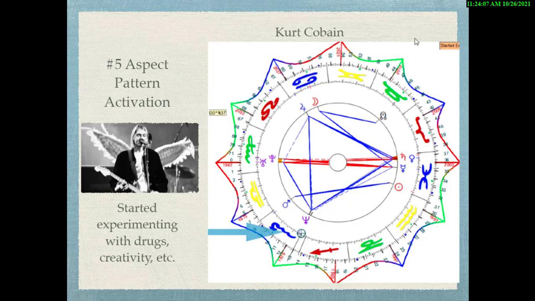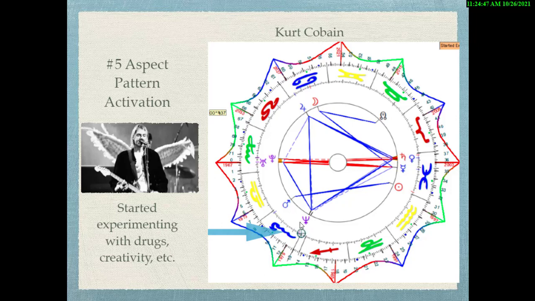Number 5 relates to aspect pattern motivate activations. This is not a detailed analysis of Kurt Cobain, but what we can see here is that at this point, yes, he started experimenting with drugs right over top of Neptune. But more importantly, right around these periods is when Nirvana literally got kicked into high gear. And you can see this kite formation of Cobain getting activated and really taking flight. But yes, it is kind of hilarious that that's exactly the moment when he started experimenting with drugs and his creativity and whatnot.